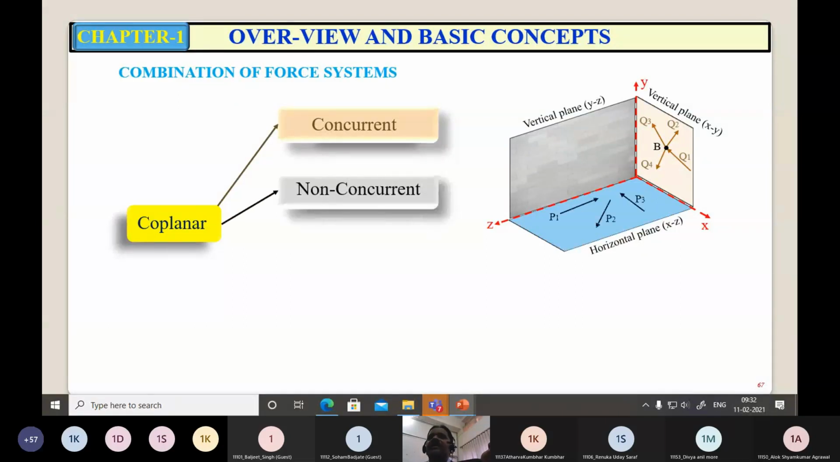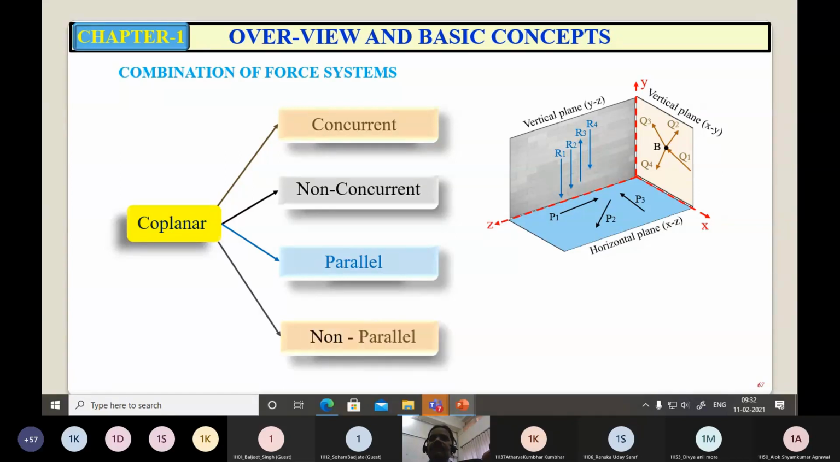Now coplanar non-concurrent. Here P1, P2, P3. They are acting in the same plane. It is a coplanar system, but the lines of action are not passing through a common point. So it is coplanar non-concurrent force system. Then coplanar parallel means lying in the same plane but parallel to each other. So all these 4 forces are acting in the plane YZ, coplanar. At the same time, the lines of action are parallel to each other. Then coplanar non-parallel. You can consider this P1, P2, P3 or Q1, Q2, Q3, Q4. These 2 systems are coplanar non-parallel, acting in the same plane, but lines of action are not parallel to each other.